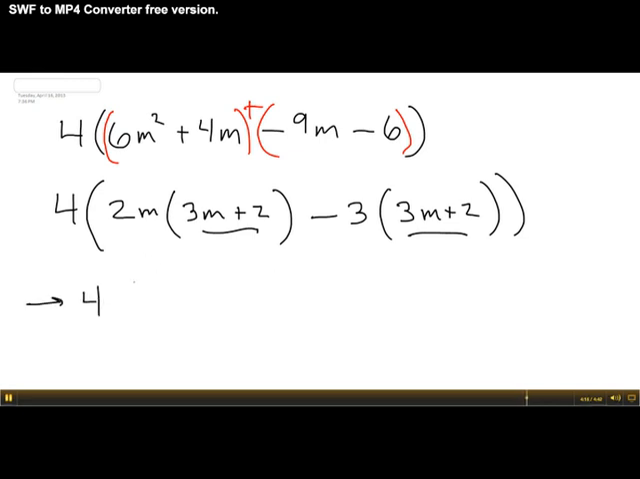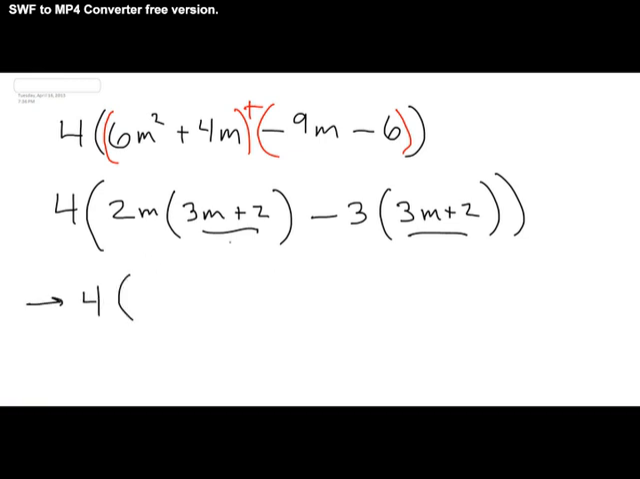So now let's do our quick step. What we do is the first part of our solution are the binomials that are the same. So we have the 3m plus 2. In the second bracket go the coefficients. So I'm going to have in the second bracket 2m minus 3. And that is our final answer.